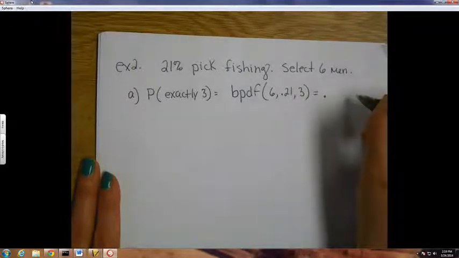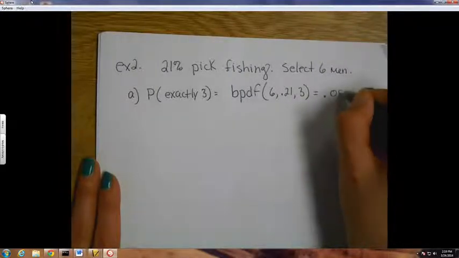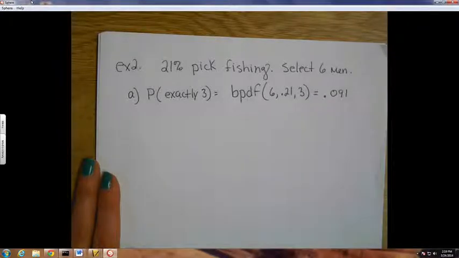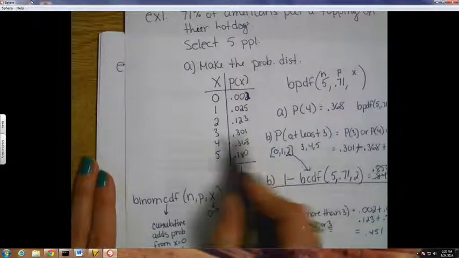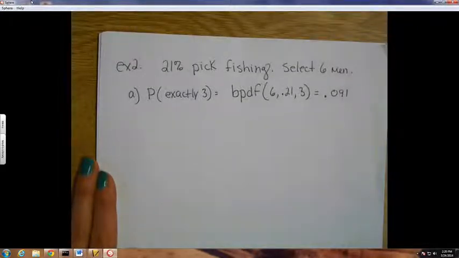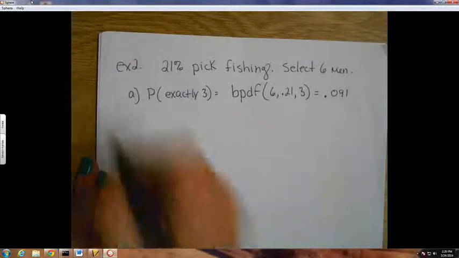What is it? 0.091. So only a 9% chance. Wait, why did you use PDF? Because I'm not adding any probabilities together. I only want one outcome of getting exactly 3. I would want like this one number on my table. Okay? Okay.